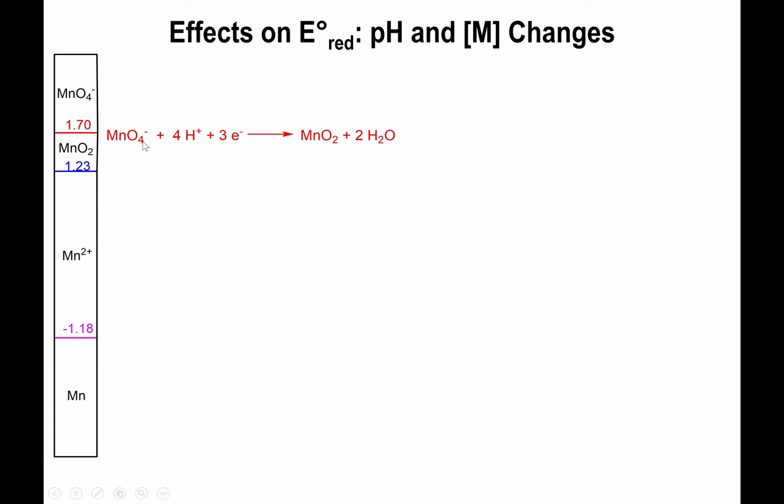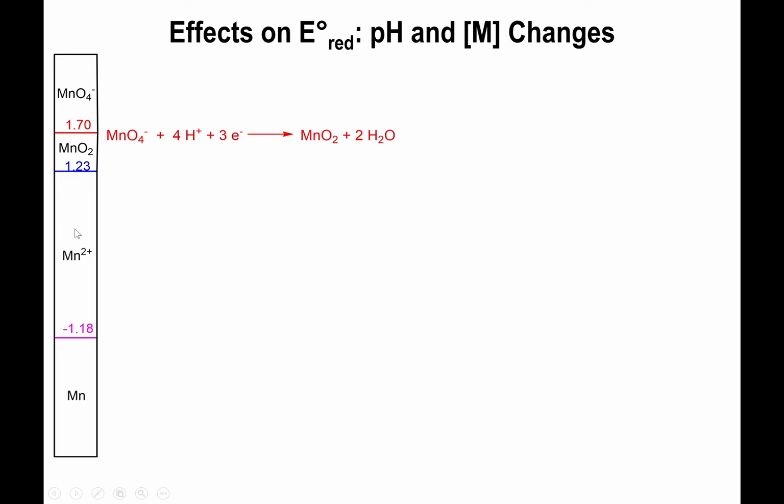Permanganate going to manganese 4 oxide. To balance the reaction, you have 4 oxygens in permanganate, only 2 in manganese 4 oxide, so you add 2 waters. That yields 4 hydrogens on the product side, so you add 4 H pluses on the left side. And with an overall plus 3 charge on the left side and no charge on the right side, that means that you have to have 3 electrons present.